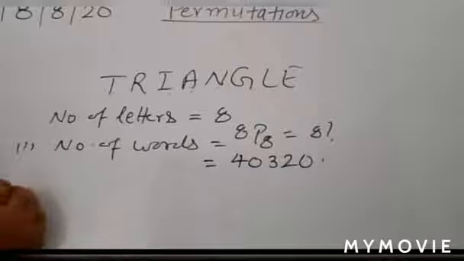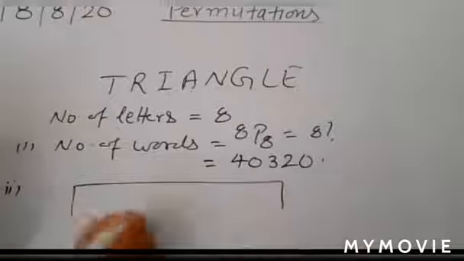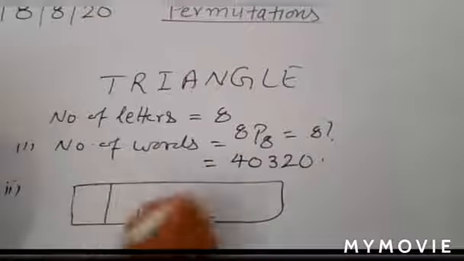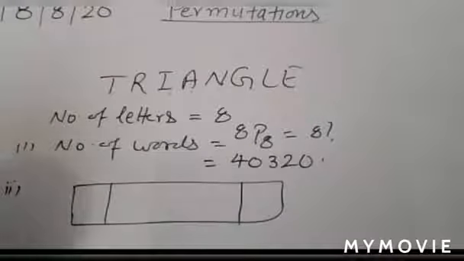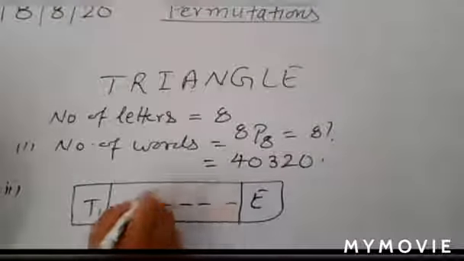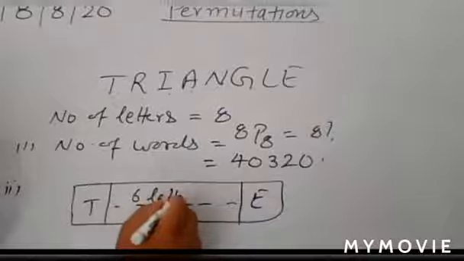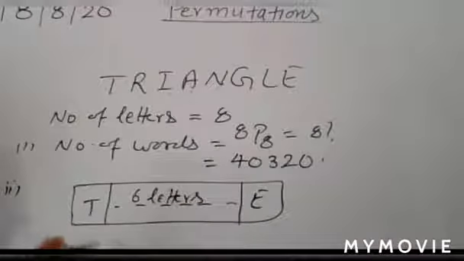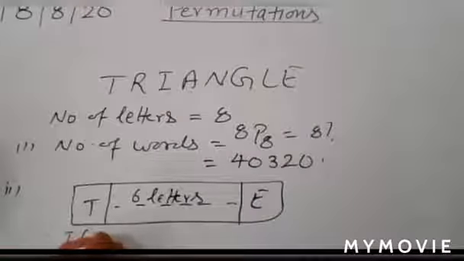Understand? Now you come to the second point. What is given? The word starts with which letter? T and ends with E. So out of these 8 letters, 2 letters are already used at the first place and the last place. So in between them, you have to use 6 letters. 6 letters and 6 places are there. So in how many ways can that be arranged? Factorial 6 ways.